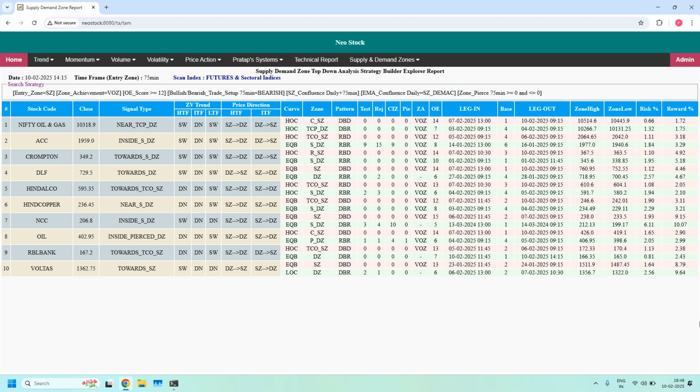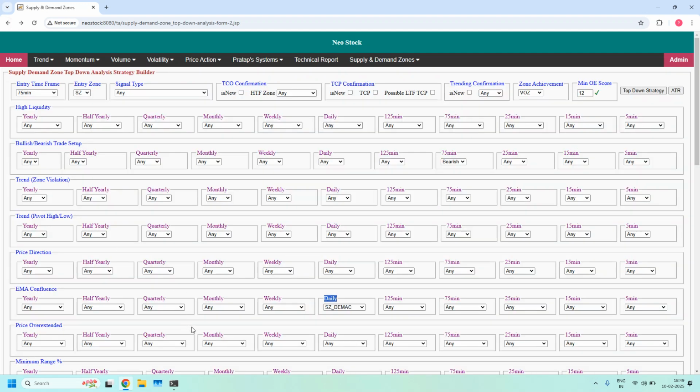Probability of getting success could be higher, based on LTF and ITF EMA confluence. And the next filter is LTF, ITF and HTF supply zone confluence. Let us look for those kind of stocks.